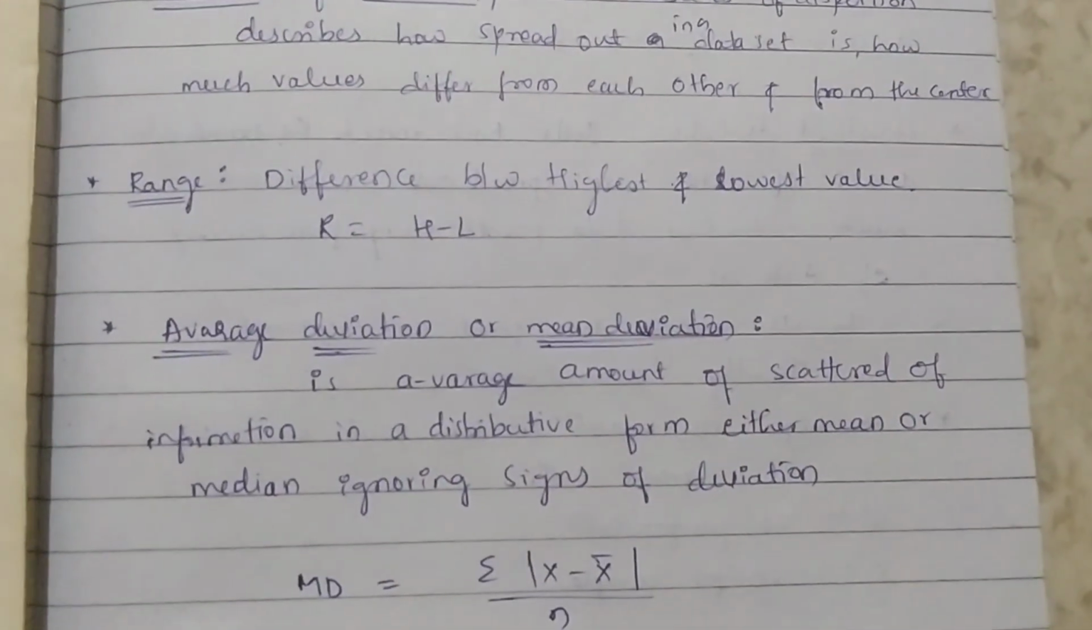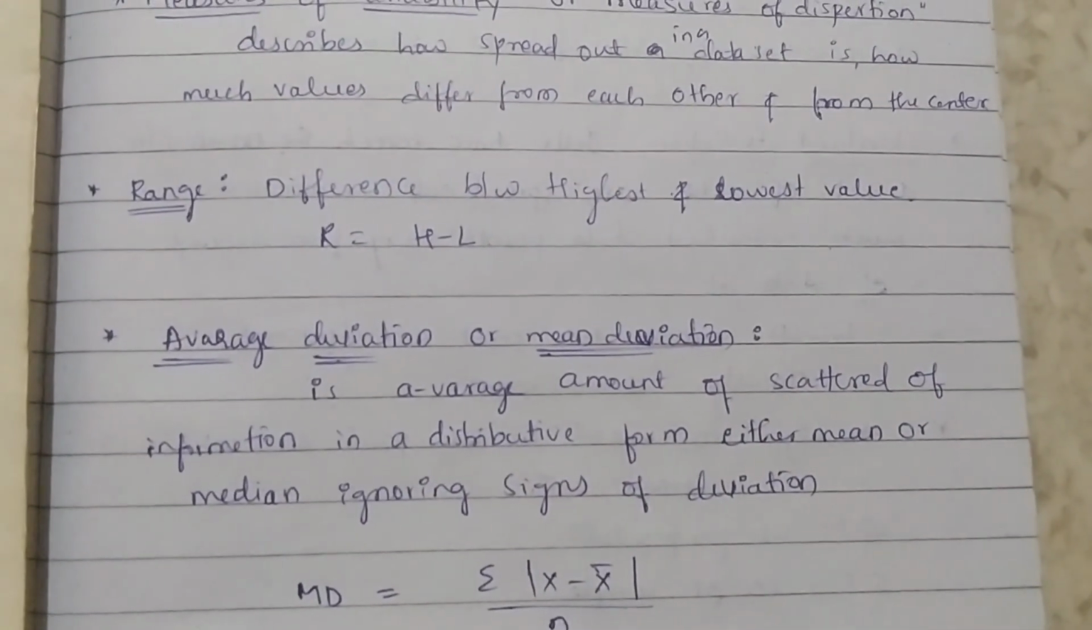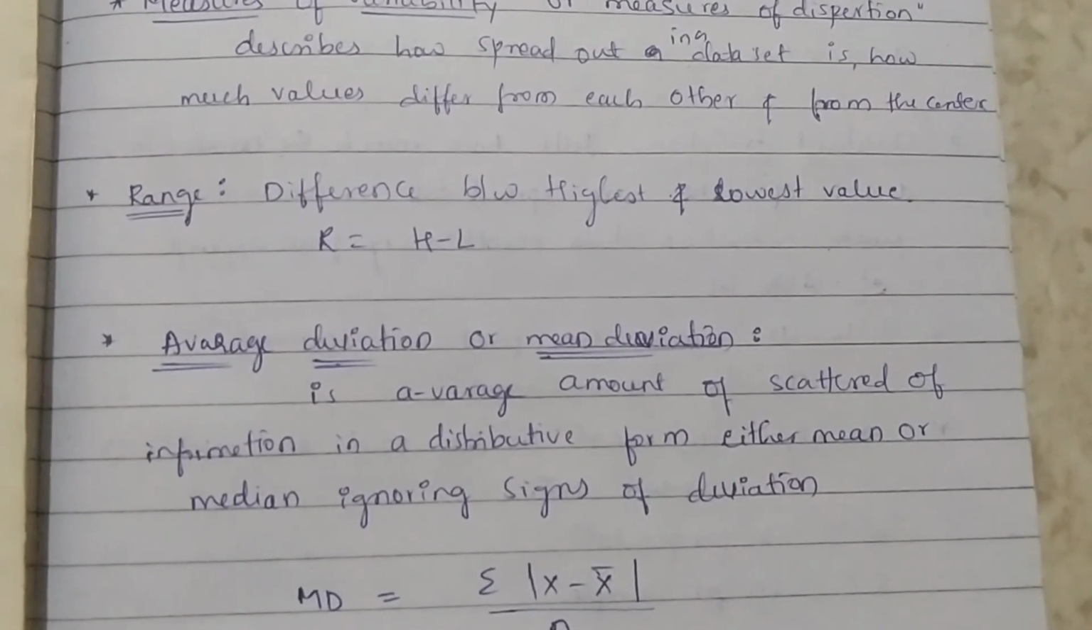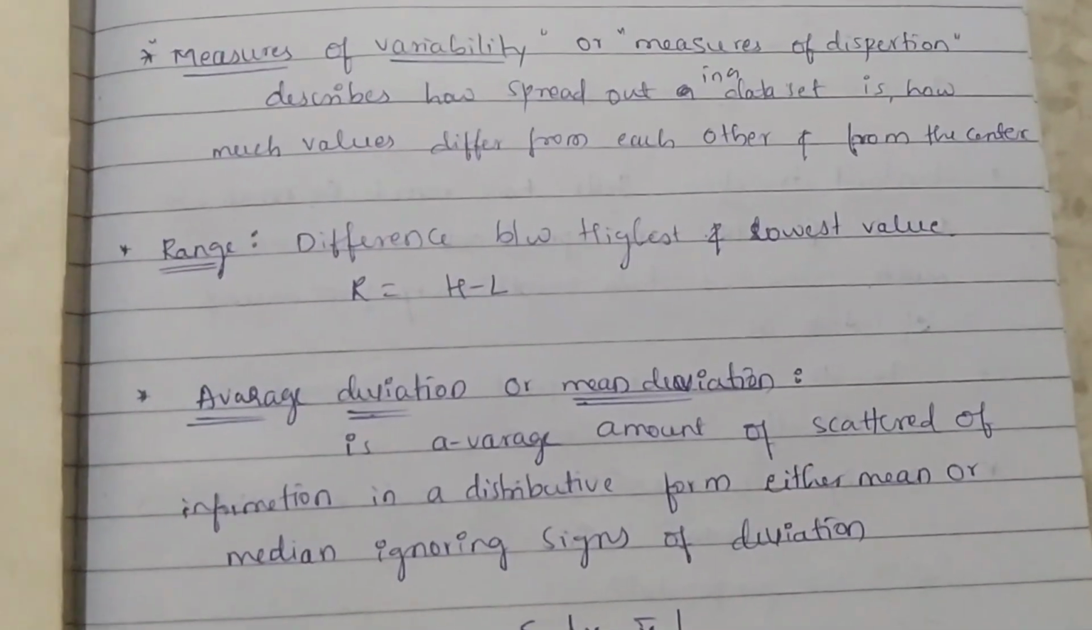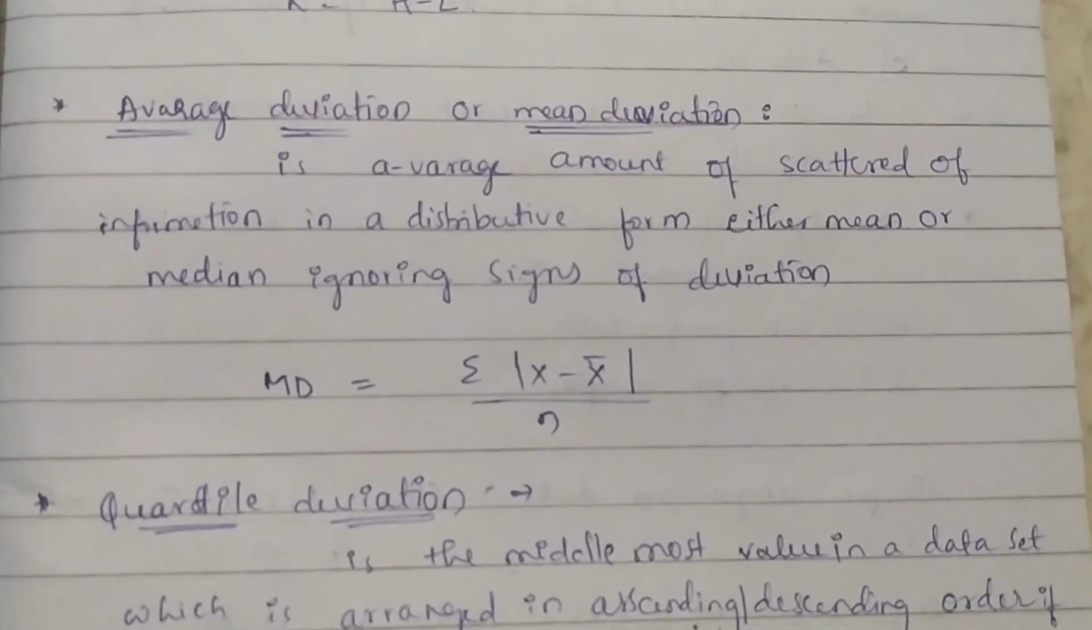So next we are going to move towards range. Range is the difference between the highest and the lowest value, like the highest observation value and the lowest one. After subtraction, we'll get the range of the values. Then we'll move on towards the average deviation or mean deviation.